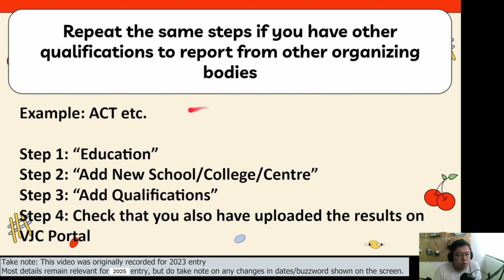Okay, so do repeat the same steps if you do have qualifications to report from your other organizing bodies. Make sure that these qualifications are actually relevant. I know there are quite a number of people who put in grade 8 piano or this kind of stuff. Unless you are applying for a music conservatory, then these qualifications will not be that relevant.